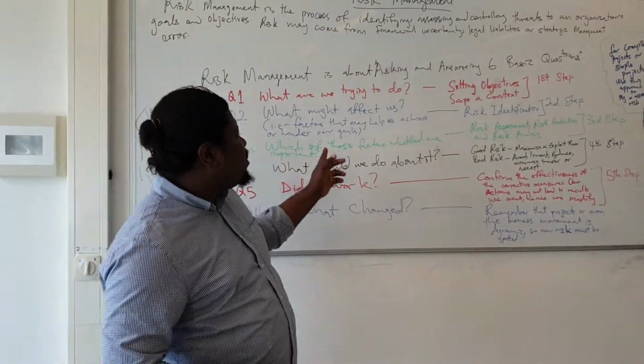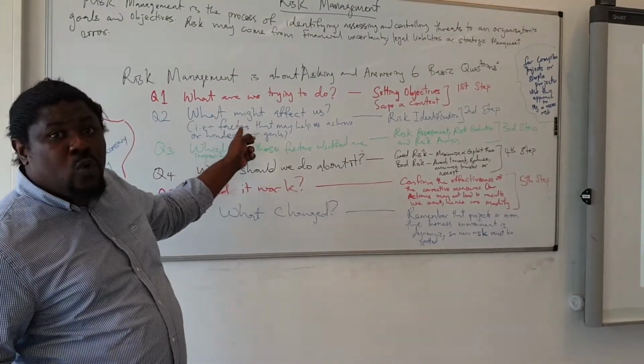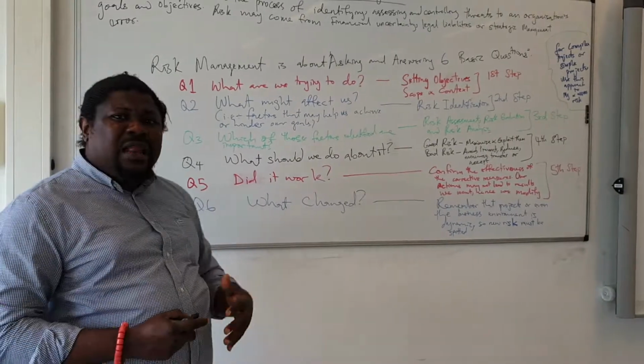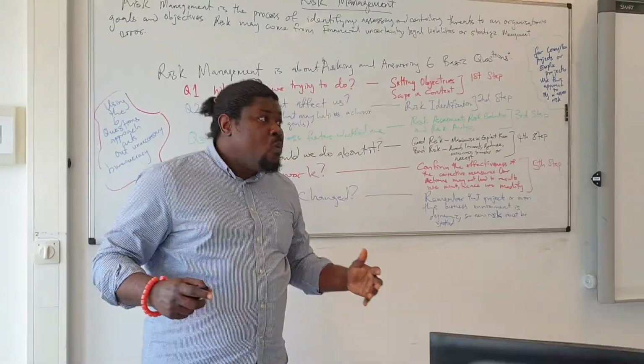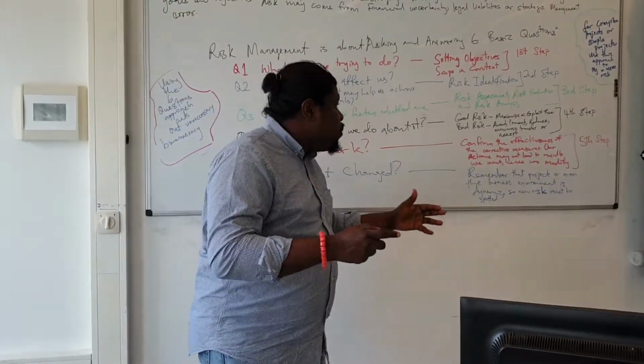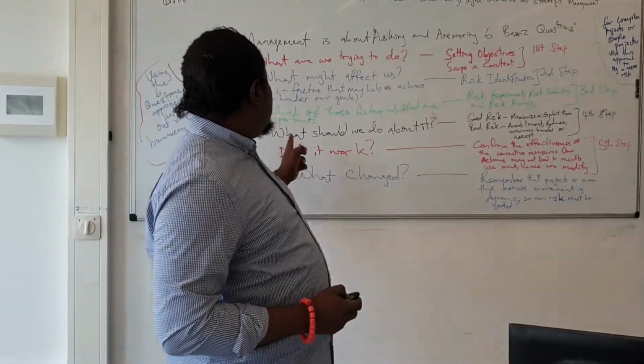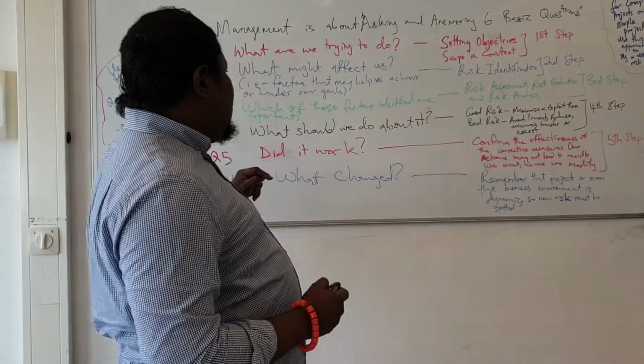Which of those factors identified in question 2 are important? So here we look at the likelihood and impact, okay? What is the likelihood that this will happen? And if it happens, what is the impact, okay? And that's question number 3 there.